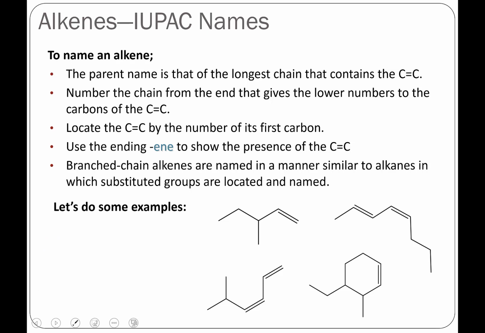You can read through those little bullet points there, those additional rules. But the first one I want to point out is that you've got to look for the parent, like we always do, and we'll continue to always do. But the parent for an alkene has to be a parent that actually contains the double bond.